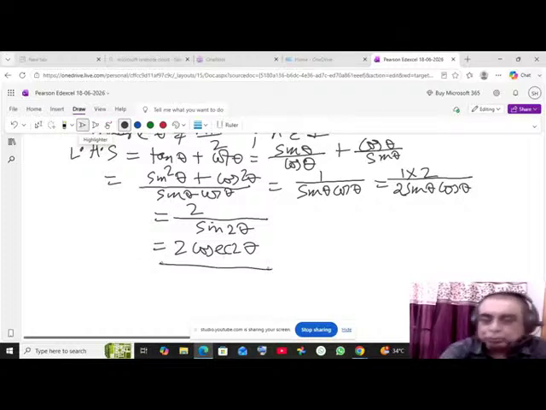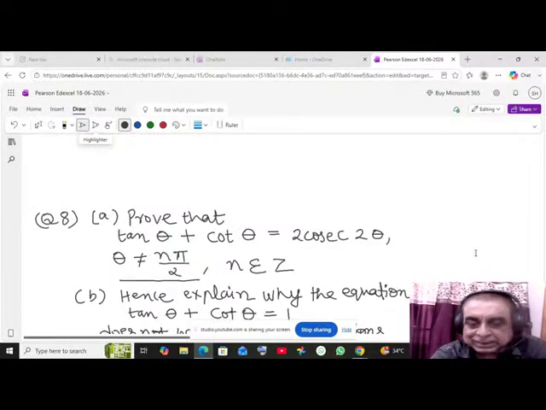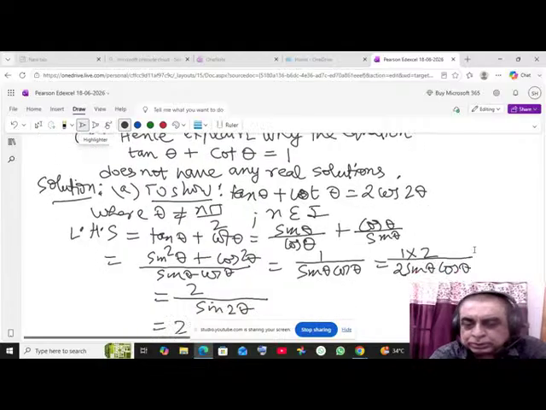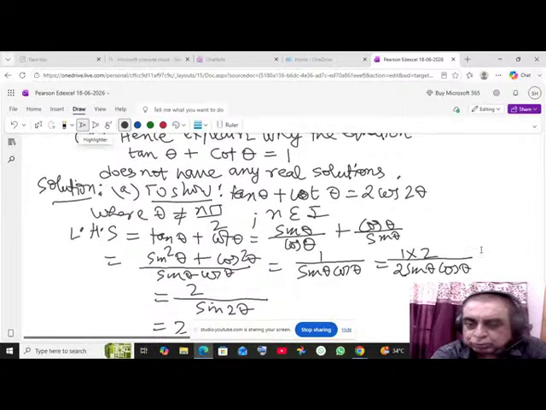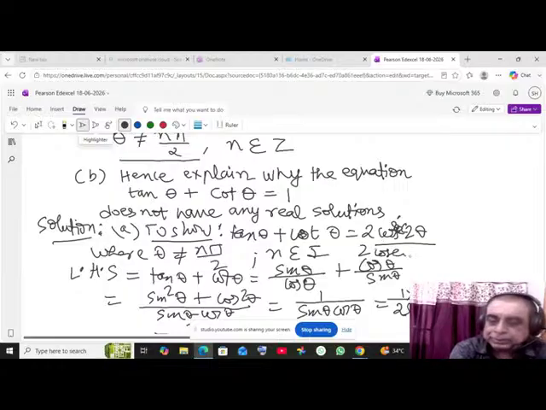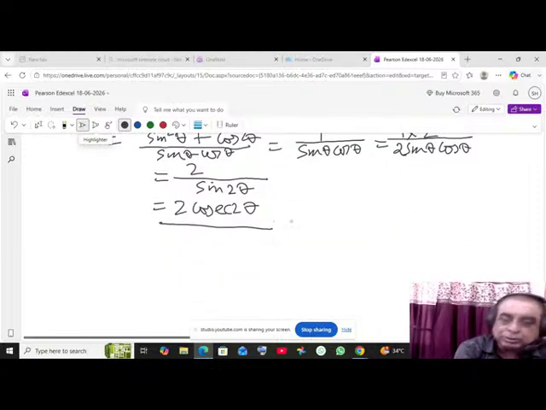So this was asked to prove. We have shown that tan theta plus cot theta value is equal to 2 cosec 2 theta. Sorry, this is cosec, not cos, 2 cosec 2 theta. So we have shown it. So it is proved. This part is proved in the A part.